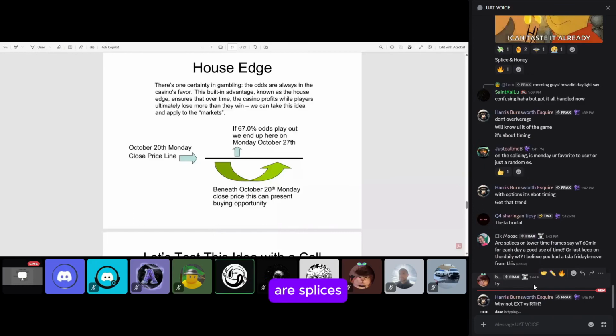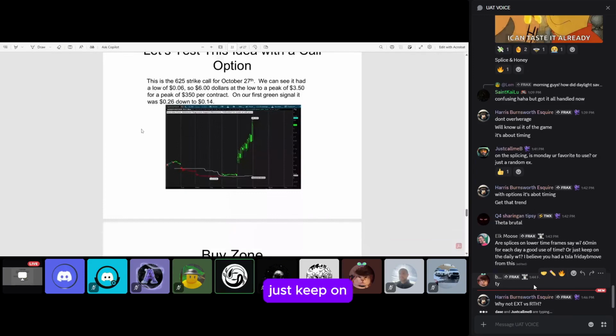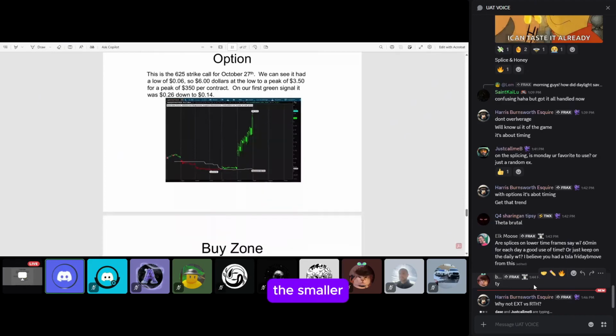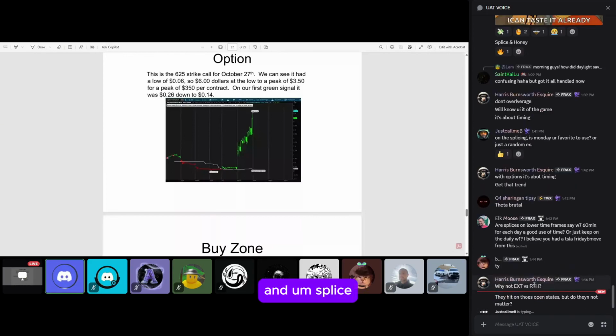We have another question. Are splices on lower time frames, say wave 7 60-minute for each day, a good use of time, or just keep on the daily? Yeah, so you can do the smaller time frames and the waves. The advantage with the daily is it can sample a larger amount of data. But you can do smaller time frames, like 760, 520, whatever you want really, and splice. But the key is you're across many days.